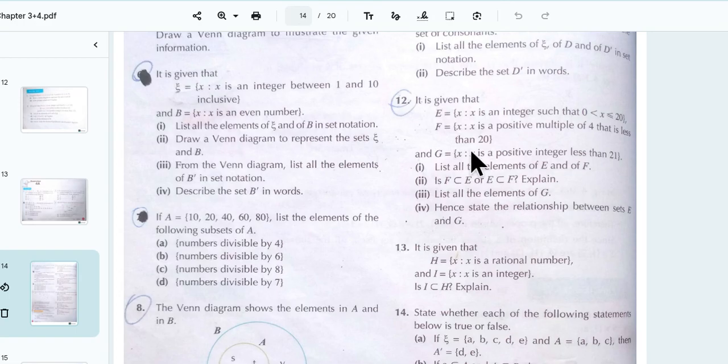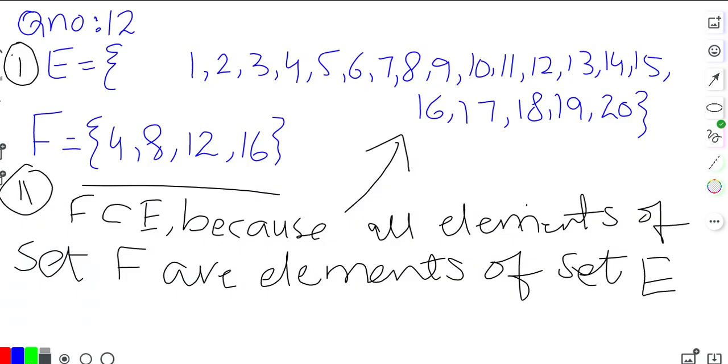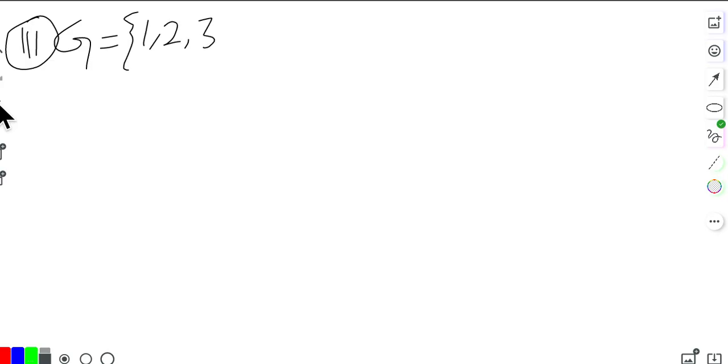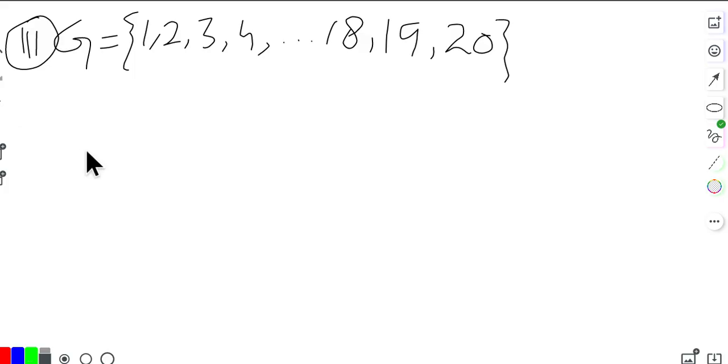Now what is the third part? List all the elements of set G, which is a positive integer less than 21. As we know, positive integers always start from 1. So moving to part 3, G is the set 1, 2, 3, 4, and so on, less than 21. So that means 18, 19 and here is 20. This is the set G.